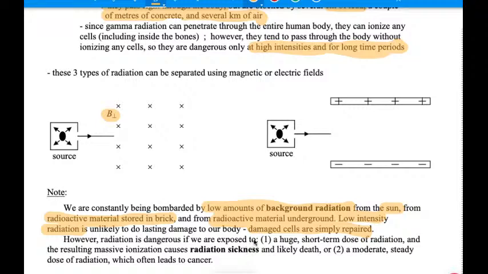So the only time we have to be worried about radiation is when we're exposed to a huge short-term dose of radiation. So that's going to be a high intensity. So that would be, I don't know, an X-ray would be kind of an example of that, but even higher intensities than that, like a nuclear reactor exploding. So that high dosage can result in radiation sickness and often death.